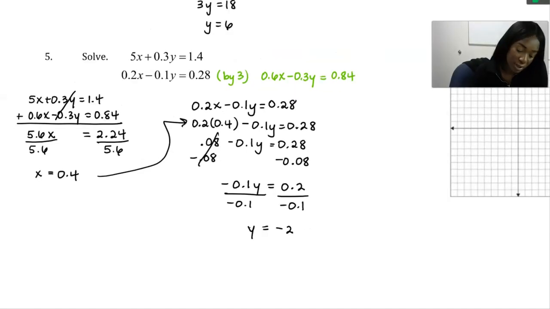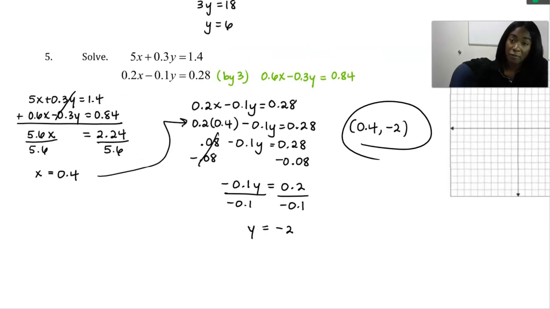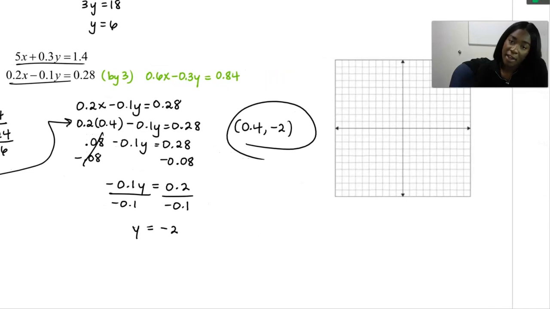So the solution to this system of equations is the point 0.4, negative 2. What I would like for you all to do is to go through graphing both of these lines. So find the x and the y intercept for both of those lines, or there's many different ways that you can graph that, and graph that on this axis here. Make sure and label both your x and your y axes, and you'll see that those lines do intersect at 0.4, negative 2.